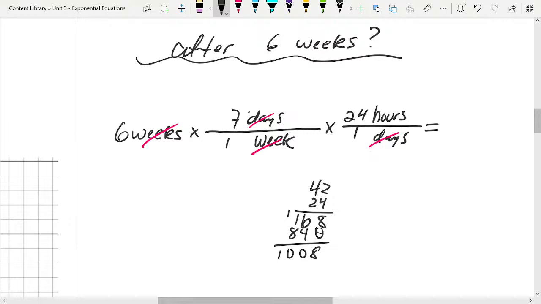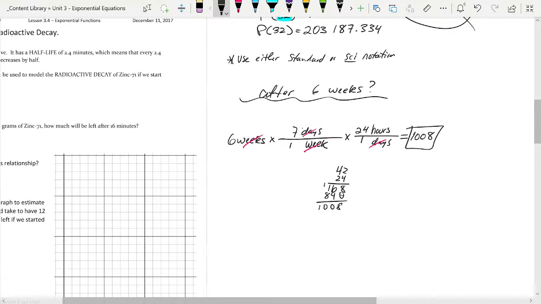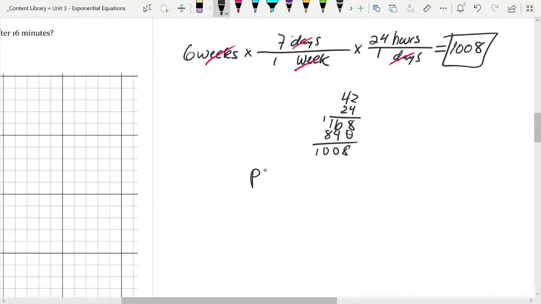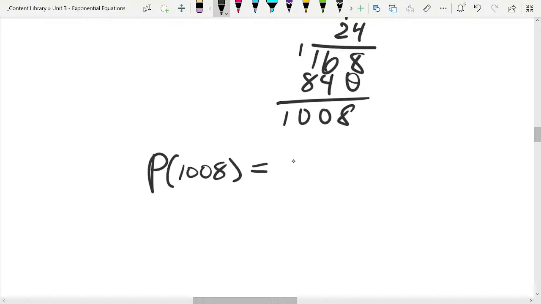Is it 1008? Boy, that just feels like a number that shouldn't be the real answer. Okay, now, how do I use my equation? P at H would be P at 1008, and that's going to equal what? I start with how many bacteria? 125. What am I doing to them every time? I'm multiplying them by 2 because the population is doubling.